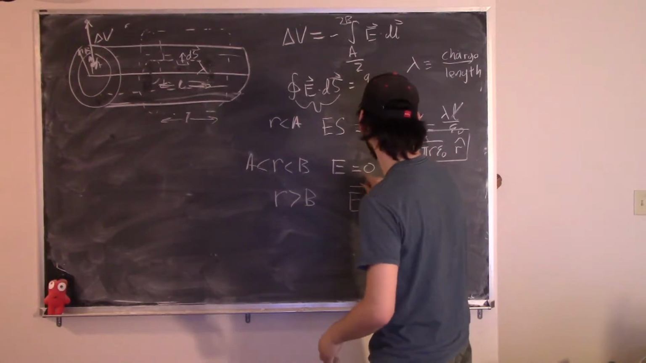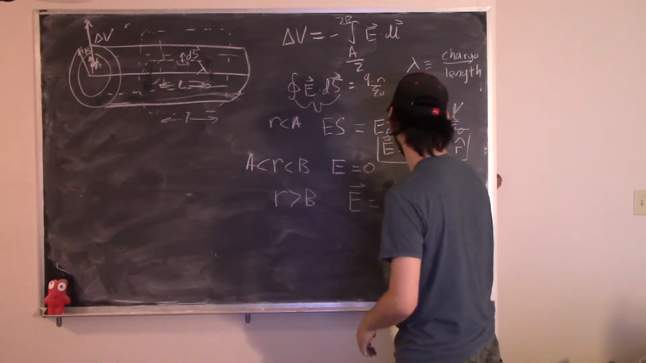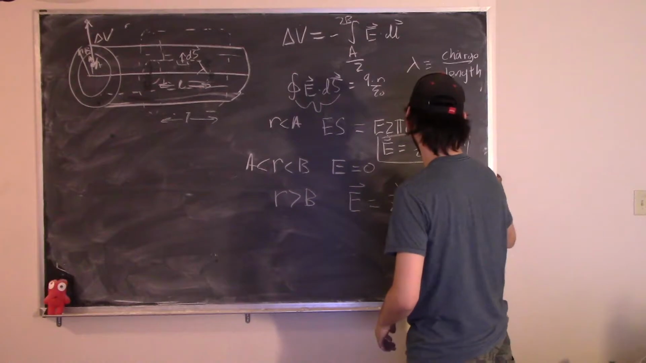So E vector is going to be equal to lambda divided by 2 pi epsilon naught r times r hat.